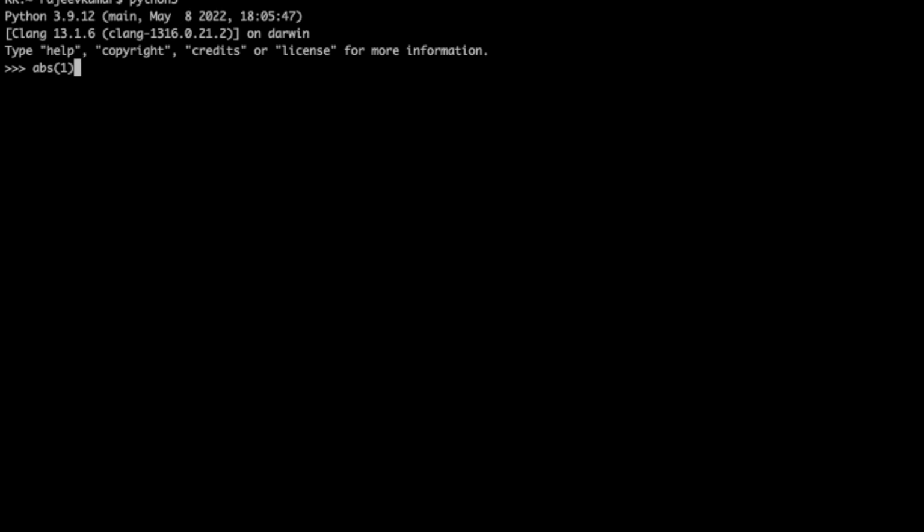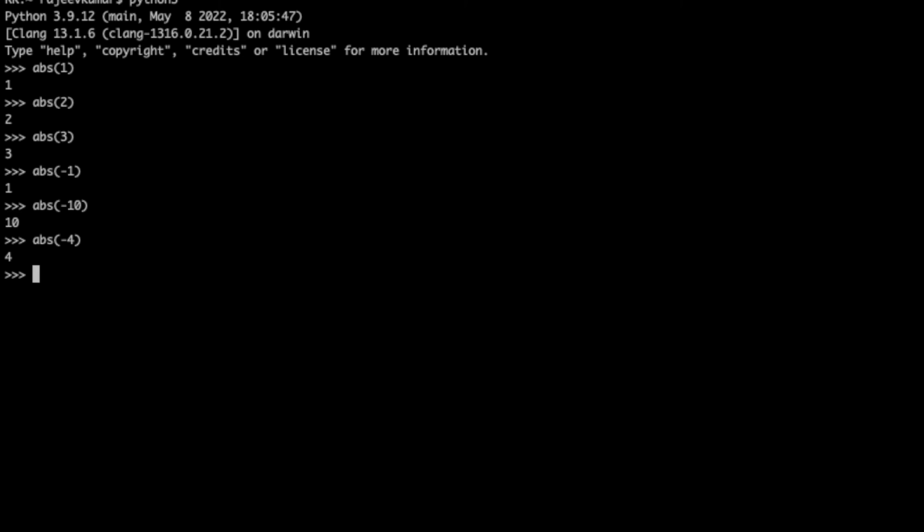abs of 1 will return 1 as output. abs of 2 will be 2. abs of 3 is 3, because the absolute value of 1 is 1, 2 is 2, 3 is 3. If we use it with a negative number, it will return the absolute value of that number. So the absolute value of -1 is 1, so it will return 1. The absolute value of -10 is 10, so it will return 10. The absolute value of -4 is 4, so it will return 4.